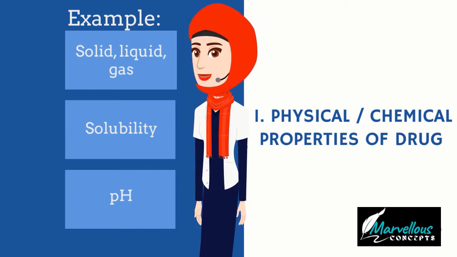Solid availability is lower than liquid availability, and liquid availability is lower than gas availability because gas can enter our systemic circulation through the lungs due to its volatile nature.